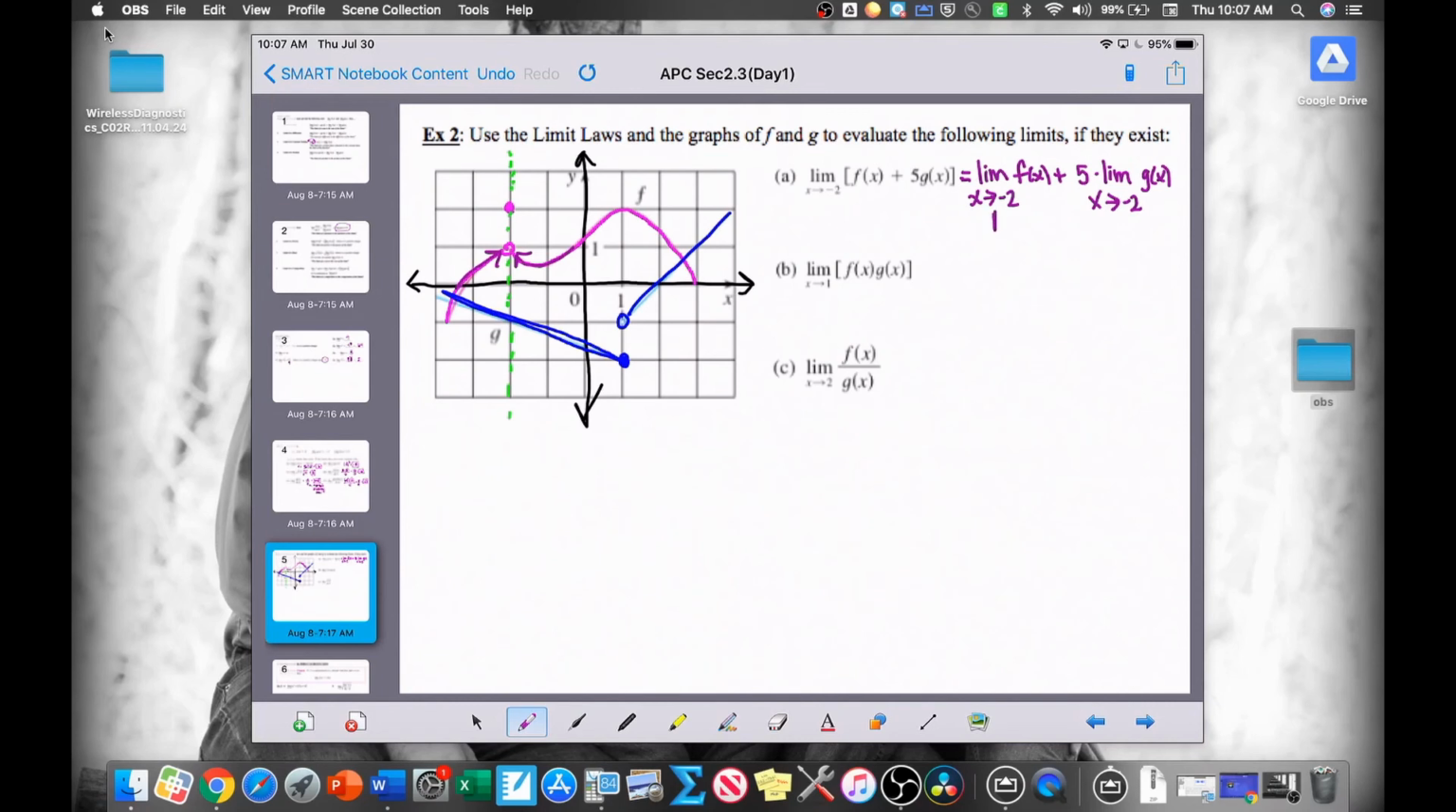So right here, this is going to be 1 plus 5 times, now I have to do the limit of g of x as x approaches negative 2. So from the left and from the right, it looks like the value of g of x is negative 1. So then I do the math. 1 plus negative 5 gives me an answer of negative 4.